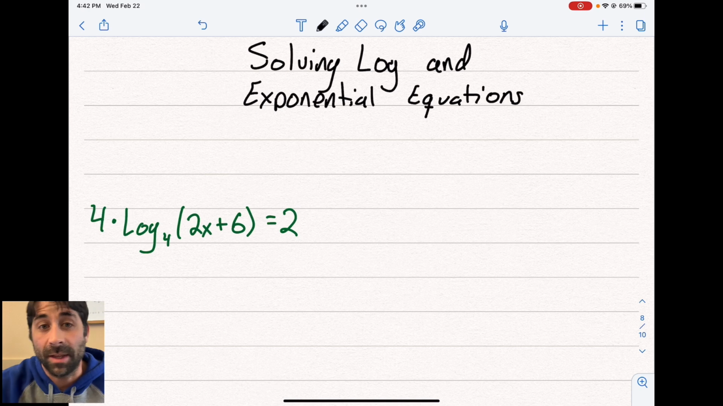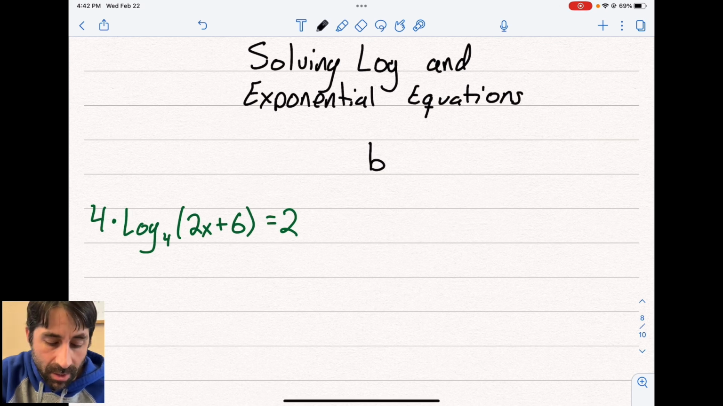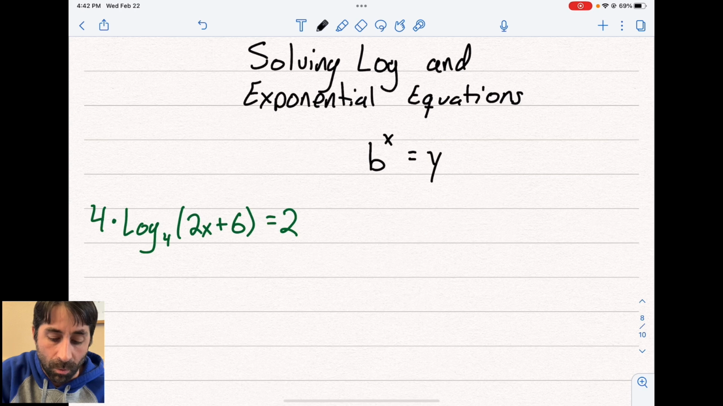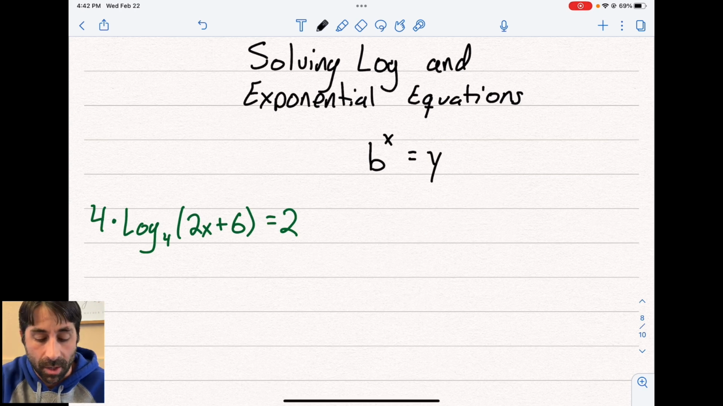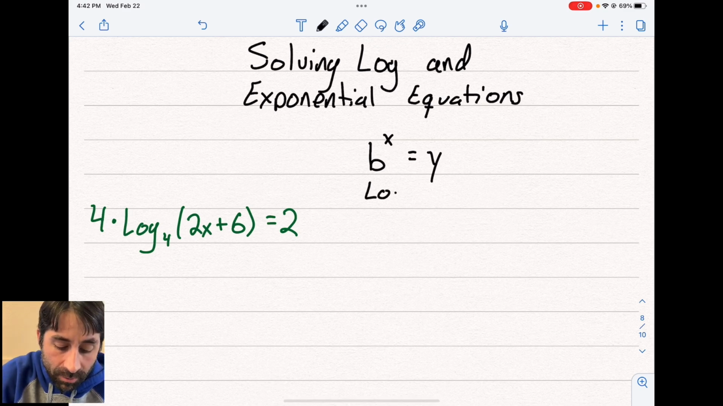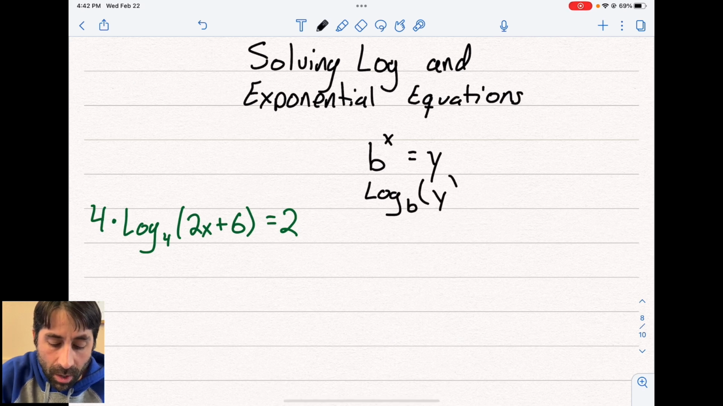The definition of a log is kind of the inverse of an exponential. If we have some base, let's say base b, and if we raise it to the x power, we get the value y. If this is what we start with, then the definition of a log would be the log of that same base of y is equal to x.